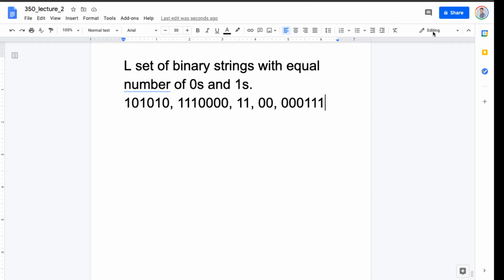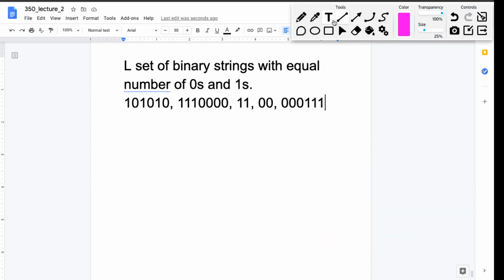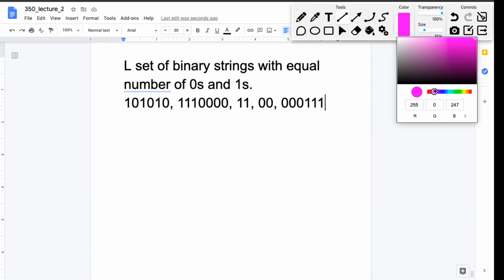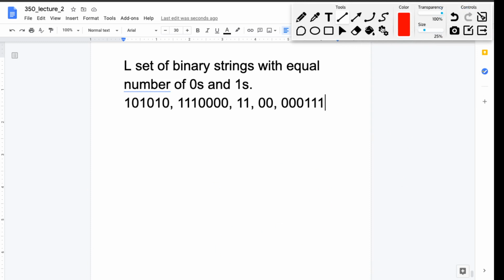The easiest way, of course, is to do the following. For example, you found something, let's say this one. You cross it, and then you search the rest of the string for a 0. You found a 0, you cross it as well. You go back, and you start reading the string from left to right.